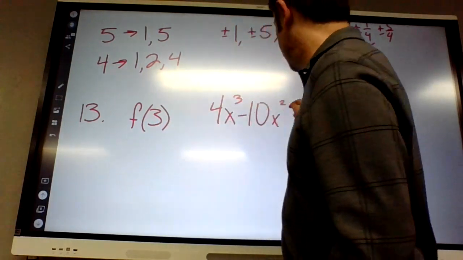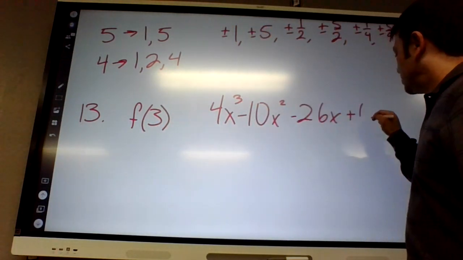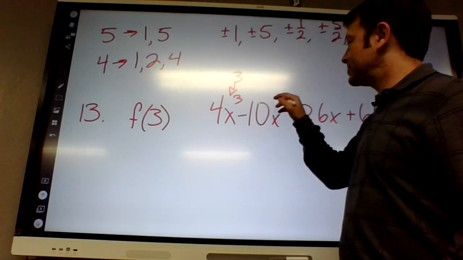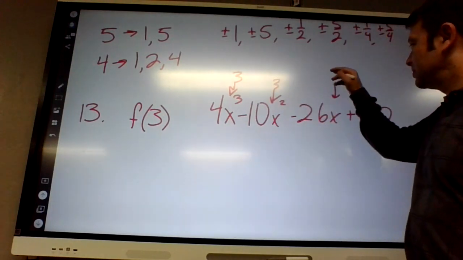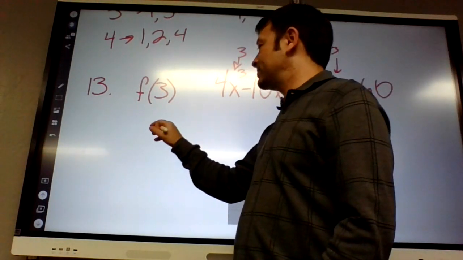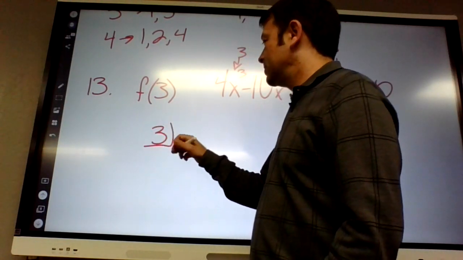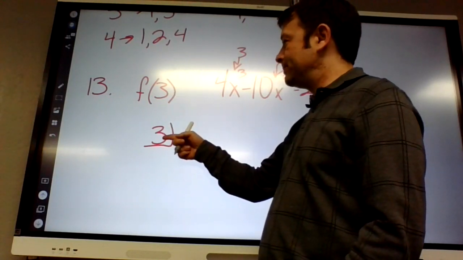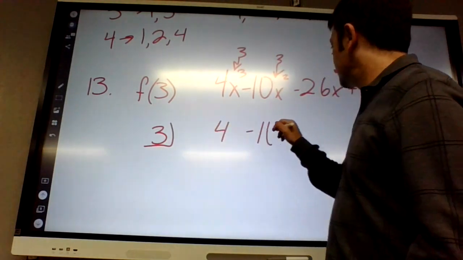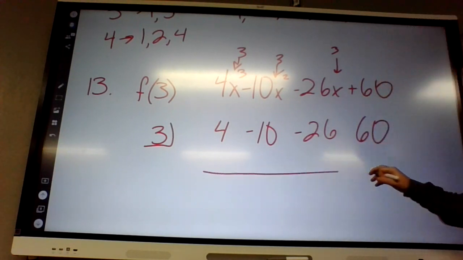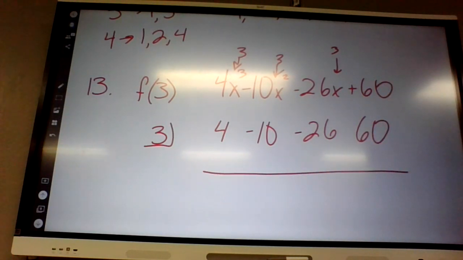Lost my place. Minus 26x plus 60. Okay, so normally to solve this, we would just put 3 in for all these x values, right? Just whatever it equals. But the new thing is that you can actually use synthetic division to do this. But you don't put the opposite of the number in this case, you just put the actual number in, 3. And then just use all those normal things. And then the number that comes out at the end is the answer.